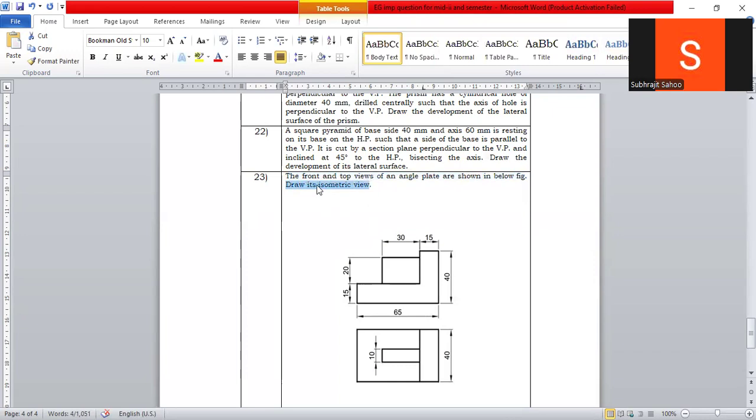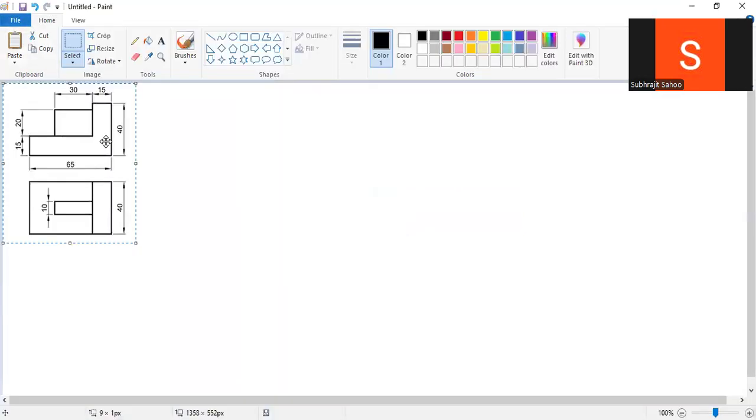This particular word isometric, what is its meaning? Up to now, whatever diagrams we have done are called orthographic projections. Now isometric means I have to draw a three-dimensional diagram, a 3D diagram. This is a 2D diagram, this one is also a 2D diagram, right? So by combining these two diagrams, I will prepare a three-dimensional diagram.